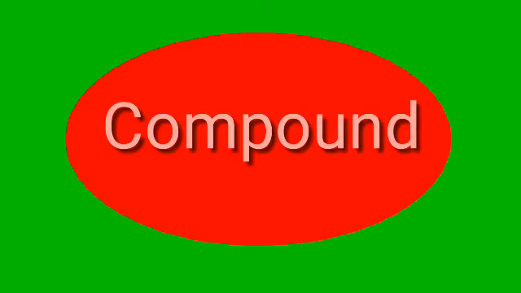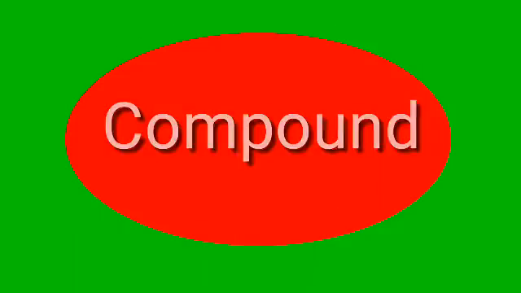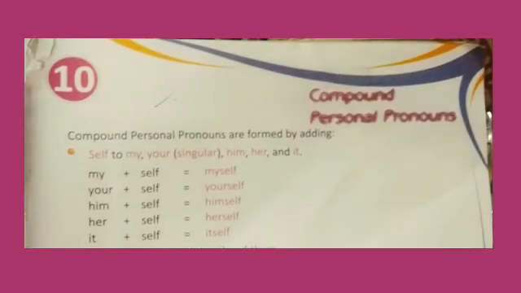Now, let me clear the meaning of compound. Compound means a thing that is composed of two or more separate elements. Now you can see on the screen your chapter, compound personal pronouns.